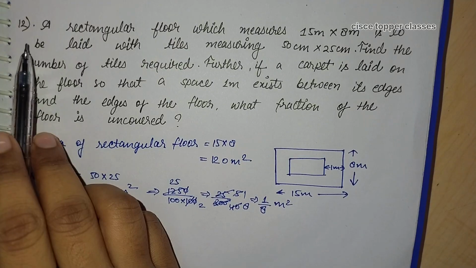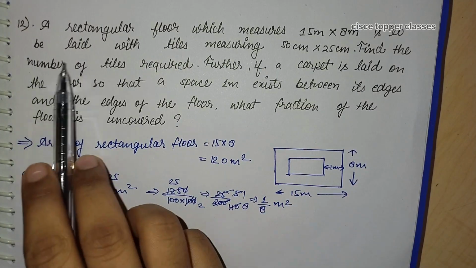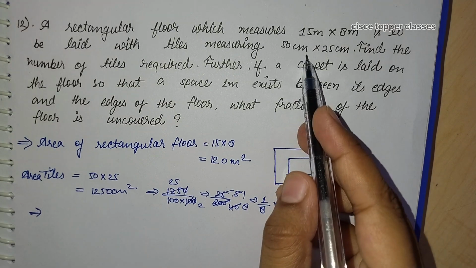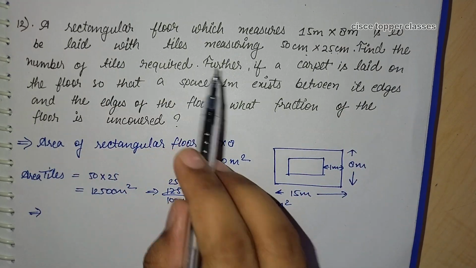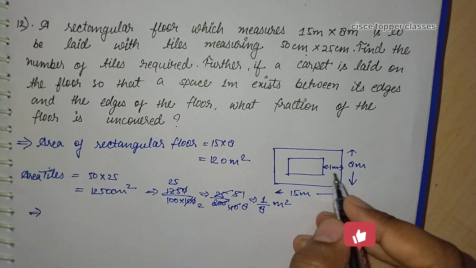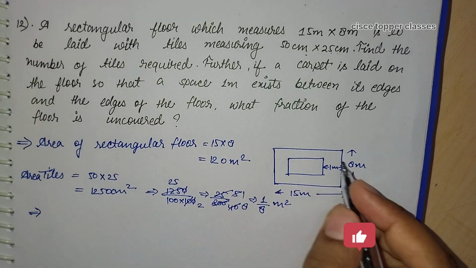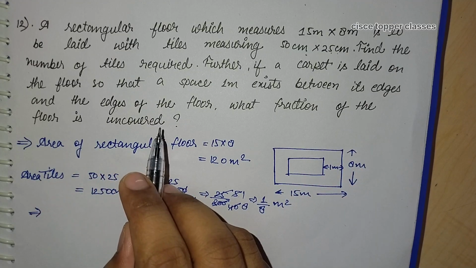Let us solve the 12th question. A rectangular floor which measures 15 meter and 8 meter is to be laid with tiles measuring 50 centimeter into 20 centimeter. Then we have to find the number of tiles required. Further, if a carpet is laid on the floor so that a space of 1 meter exists between its edges and the edges of the floor, then what fraction of the floor is uncovered?